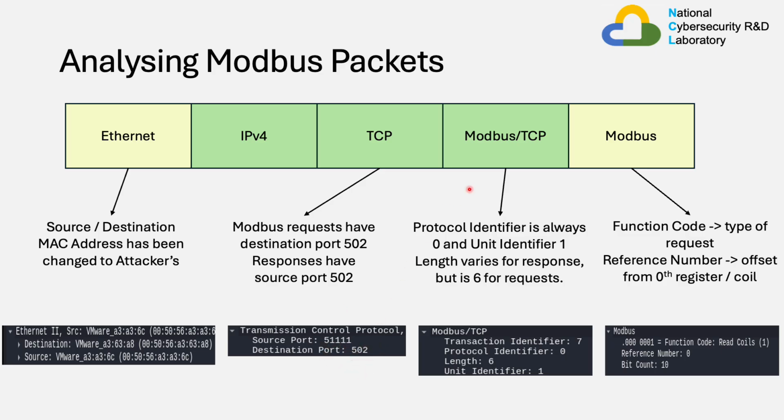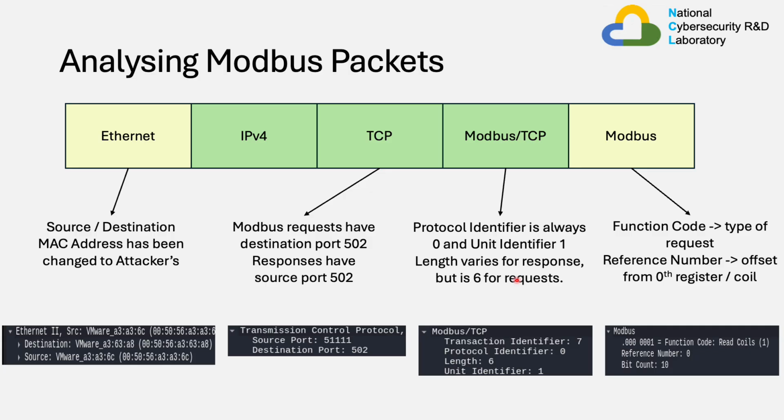At the Modbus TCP layer, we notice that the protocol identifier for all Modbus communication is always 0, and the unit identifier is always 1. While the length varies for Modbus responses, the length is always 6 for Modbus requests from this HMI. This length will be different if multiple registers or coils are being set, but you cannot do so from the train controller HMI.